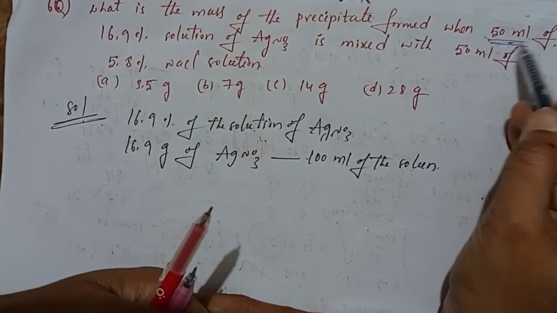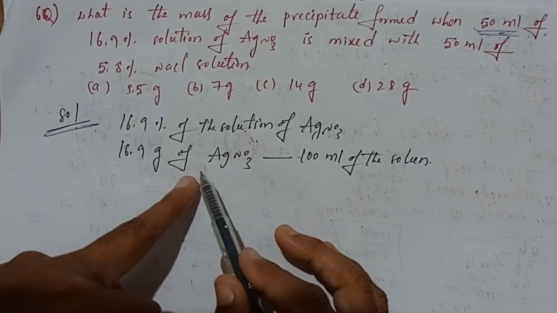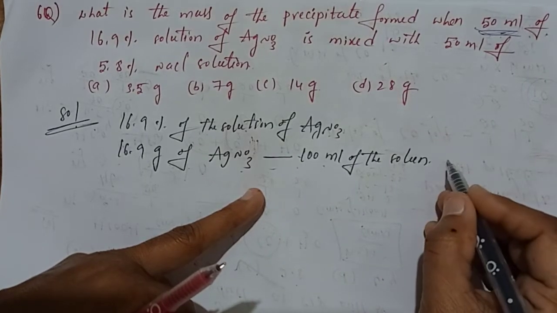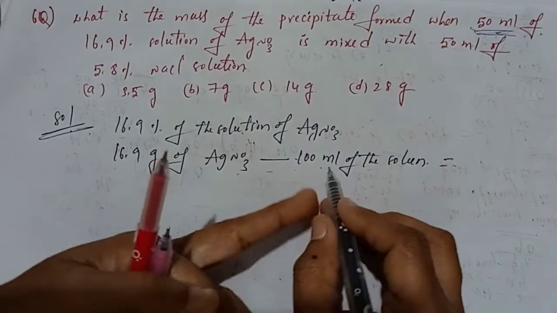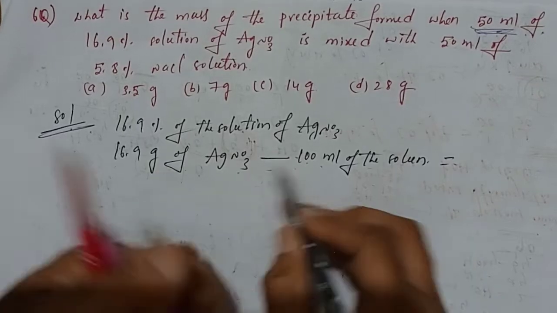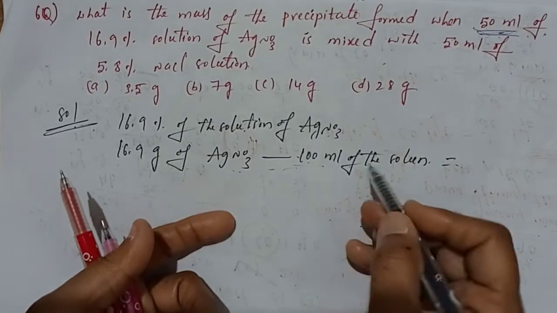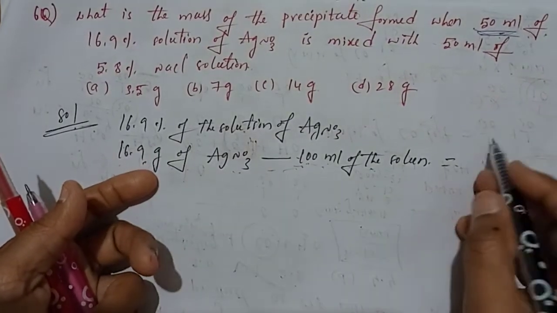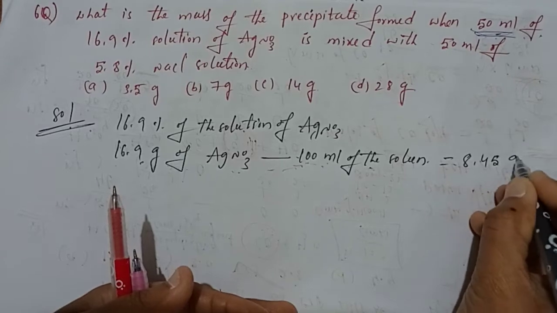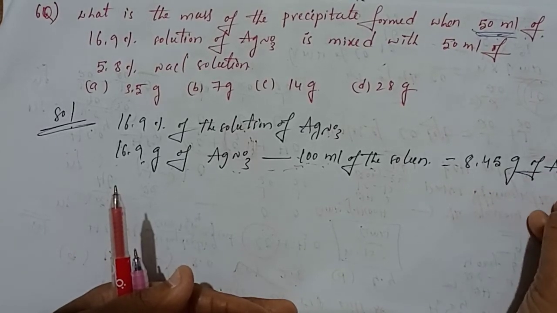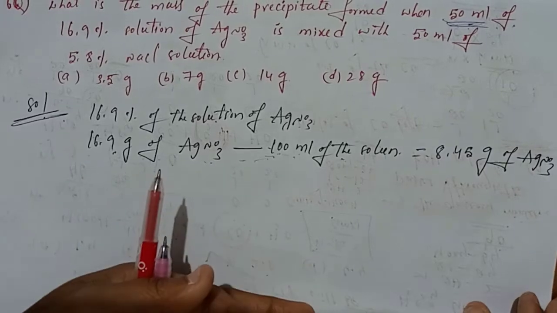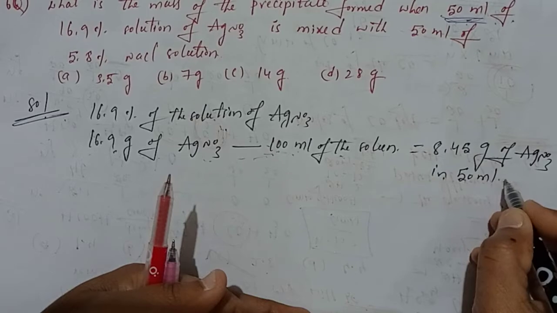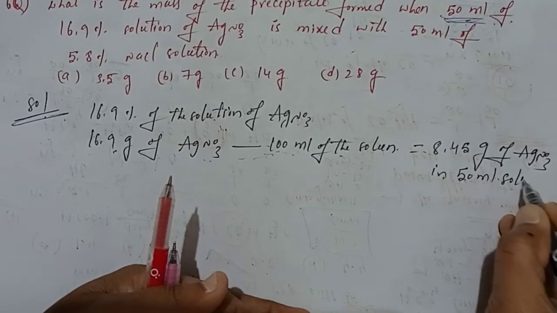In the question 50 ml is given, but 16.9 grams of AgNO3 is present in 100 ml of the solution. In 50 ml, how many grams of silver nitrate? That means half. So in 50 ml, in this half, 16.9 by 2 means 8.45 you will get. So 8.45 grams of AgNO3 is present in 50 ml of solution.